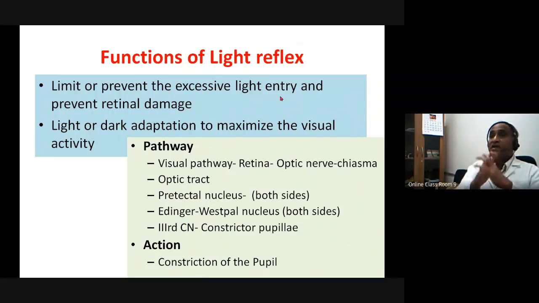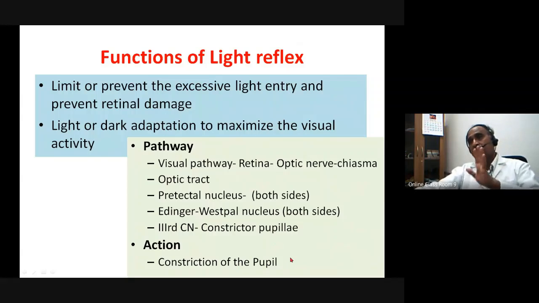Second, light and dark adaptation is to maximize visual activity depending upon the situation. If there is too much brightness, then we have to adapt to the brightness, and then we start seeing. That is the function of the light reflex. Now I have summarized the pathway: visual pathway, retina, optic nerve, optic chiasma, optic tract, pretectal nucleus on both sides, Edinger-Westphal nucleus on both sides, third cranial nerve, the constrictor pupillae, and the action is constriction of the pupil. This is all about the light reflex.